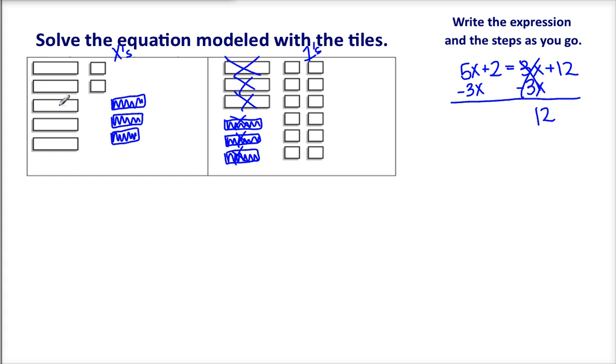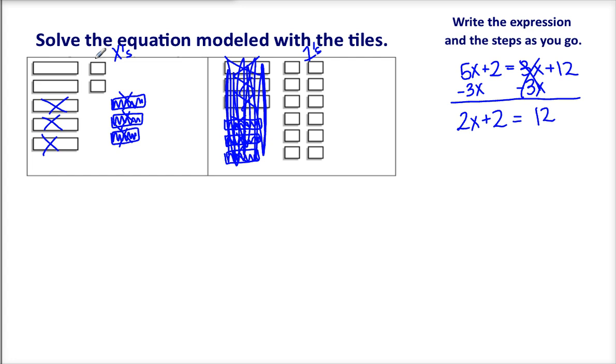Okay, on this side, we have some zero pairs again that we can get rid of. We have a positive x and a negative x, a positive x and a negative x, a positive x and a negative x. So what we did was we took 5 x's and subtracted 3 x's. 5x minus 3x leaves us with 2 x's. And we still have plus 2. So this is what our equation is looking like now. Okay, so we don't have any x's over here anymore. These are all gone.